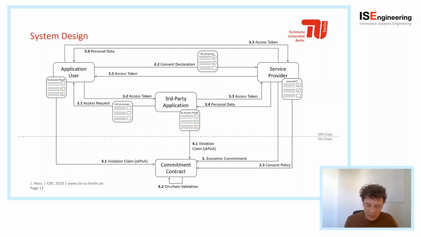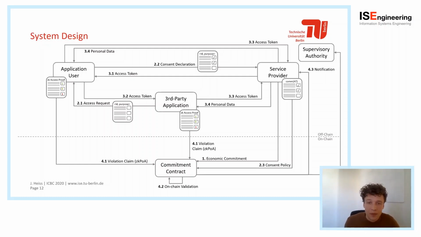And if the proof of access is valid, the commitment contract first notifies the service provider about this consent violation, and the service provider now has the opportunity to close this data breach. But since we use a public blockchain, the commitment contract could in addition send a notification to the supervisory authority informing it about these consent violations, and thereby the service provider fulfills its reporting obligation defined by the GDPR.